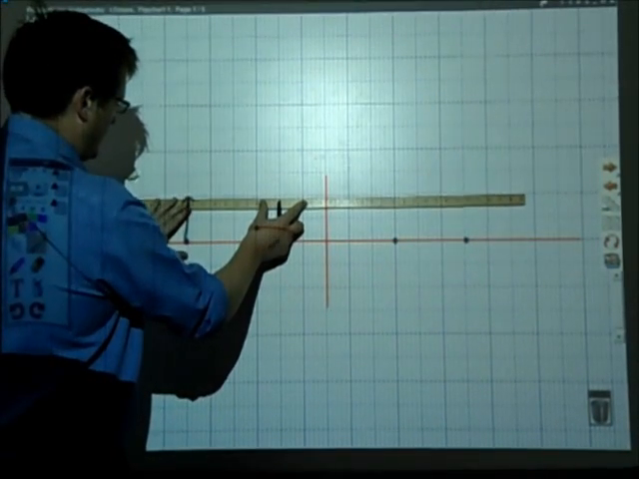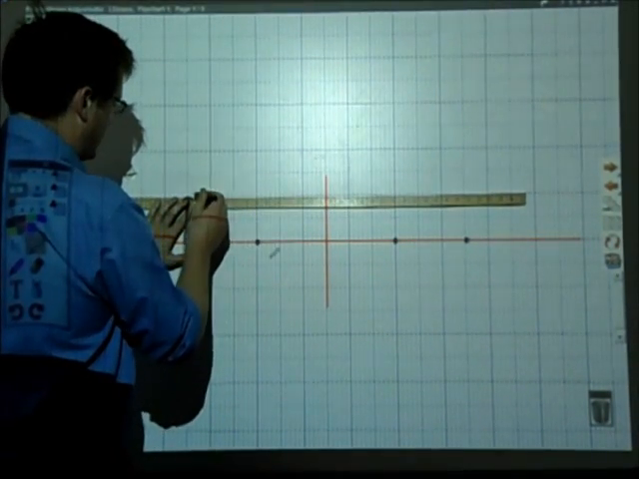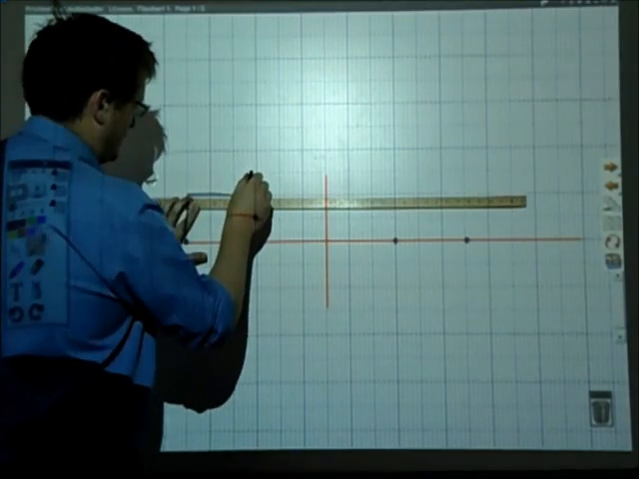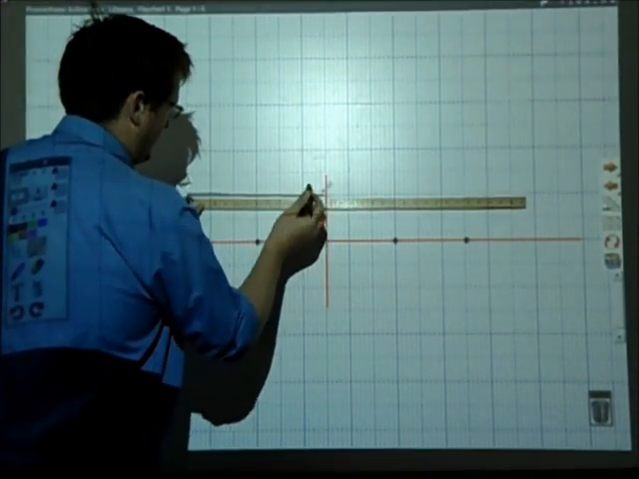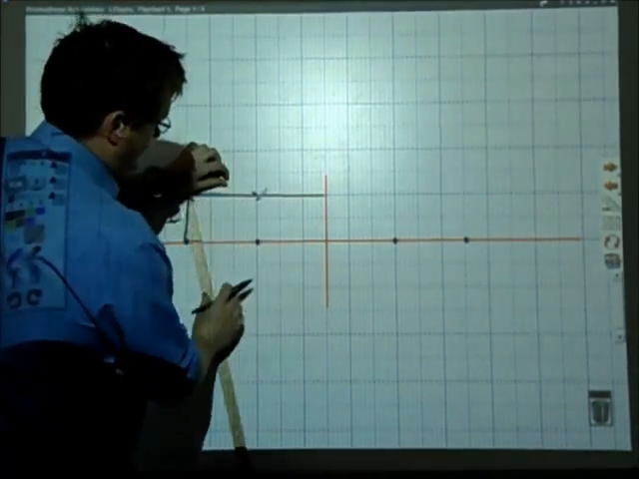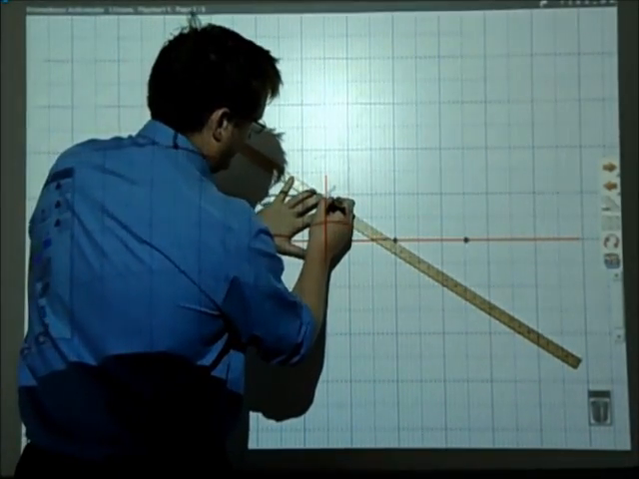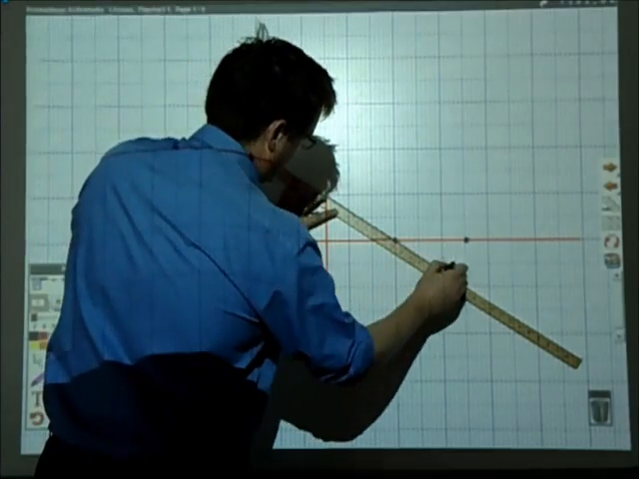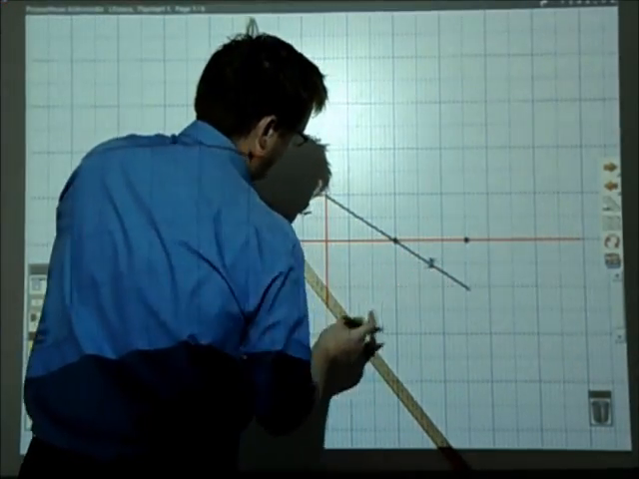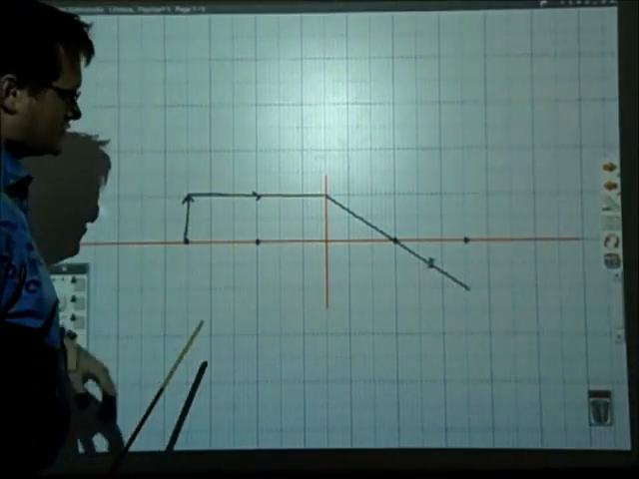I draw a light ray which has been scattered from the top of my object parallel to the principal axis. Remember, because it's a converging lens, it gets converged through the focal point, so I go this way. That's the first ray, step number one.